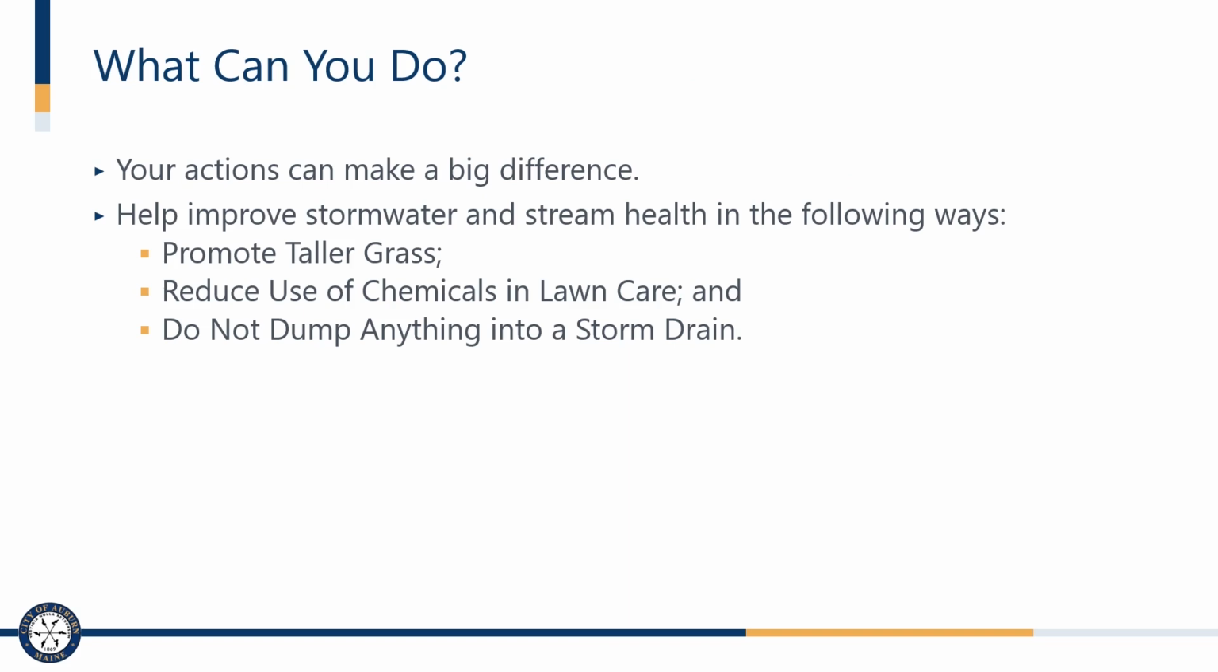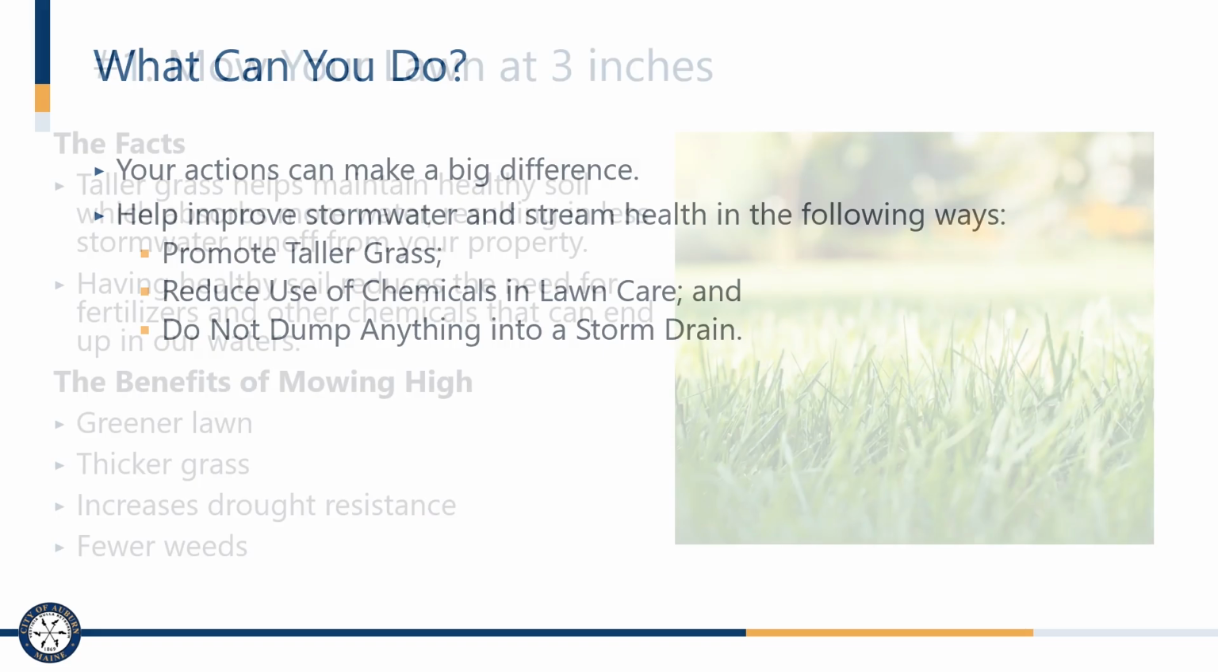Well, your actions can make a big difference. Three easy things that you can do to help limit stormwater pollution include mowing your lawn high, reducing the amount of chemicals that you use to care for your lawn, and making sure that you do not put anything that is not stormwater into a stormwater drain.